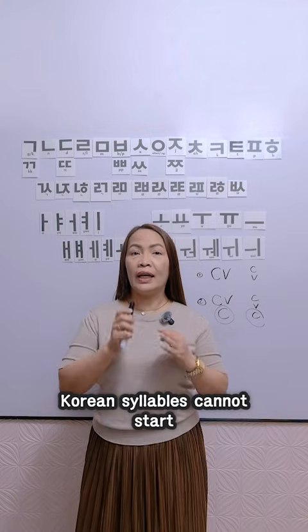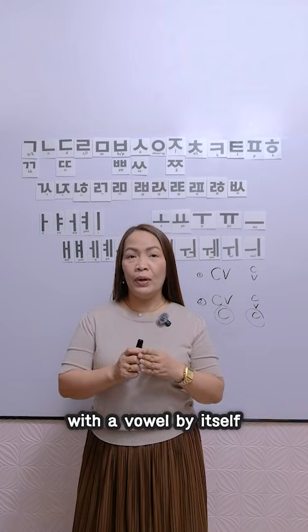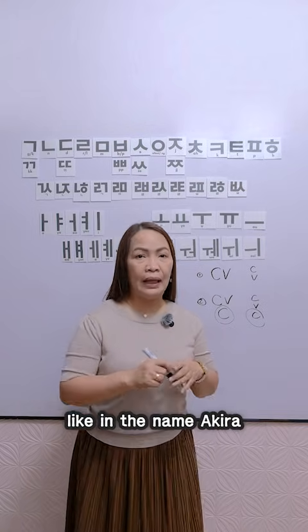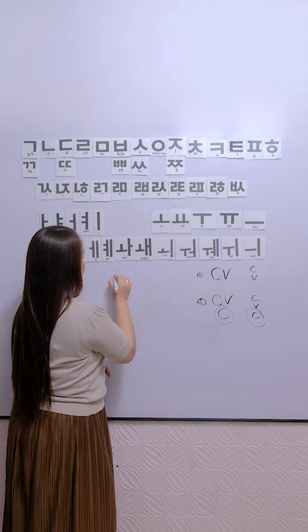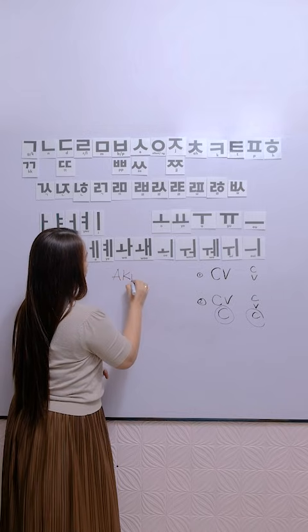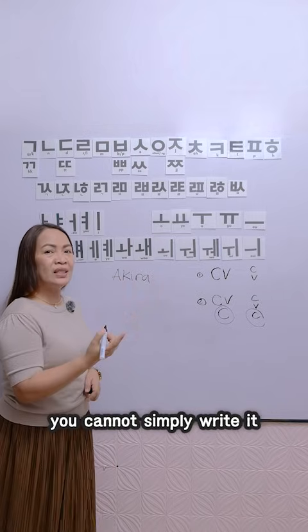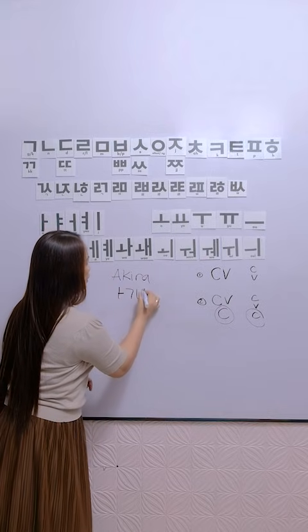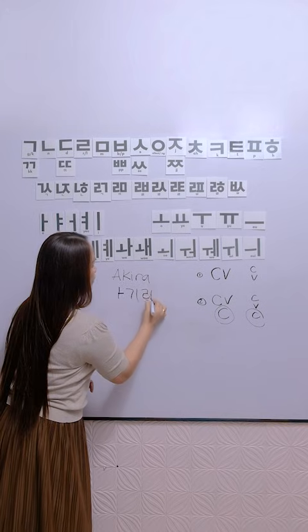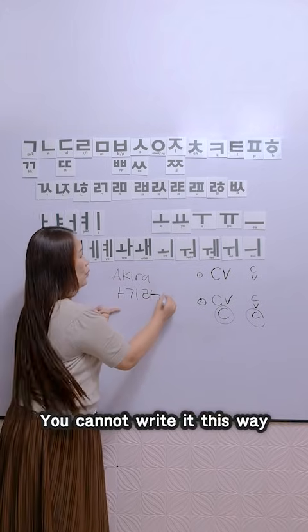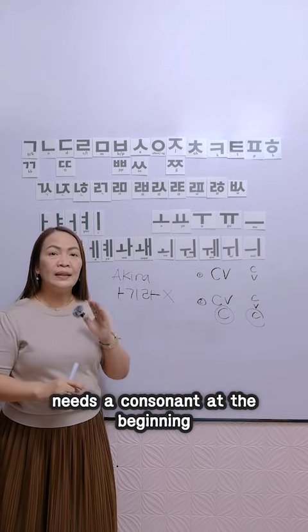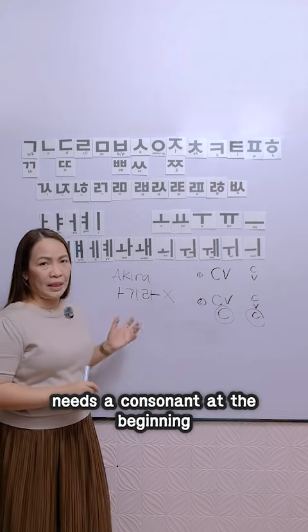Korean syllables cannot start with a vowel by itself. So, for example, if you want to write the syllable A, like in the name Akira, you cannot simply write it this way. You cannot write it this way. Why? Because every Korean syllable block needs a consonant at the beginning.